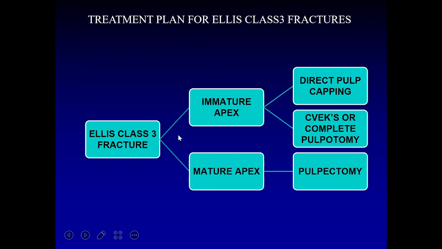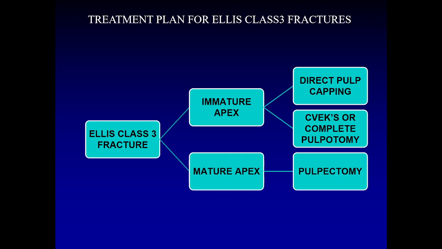Class 3 fracture. When there is a class 3 fracture, the first thing that you should be thinking is what is the age of the child. Class 3 fracture is fracture of the enamel, dentine and there is pulp exposure. Now you have to filter out to reach the kind of treatment you're going to provide. So first question will be what is the age of the child? I'm talking about anterior teeth, okay?